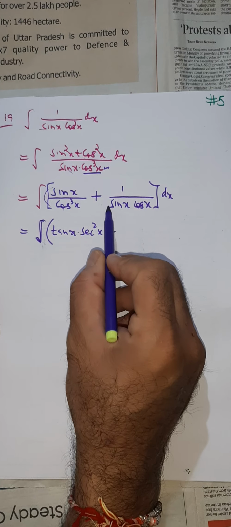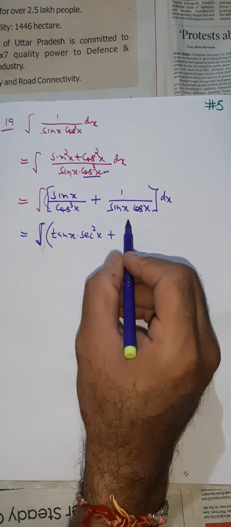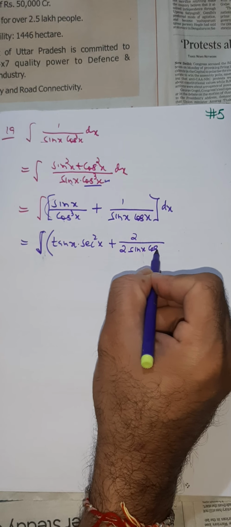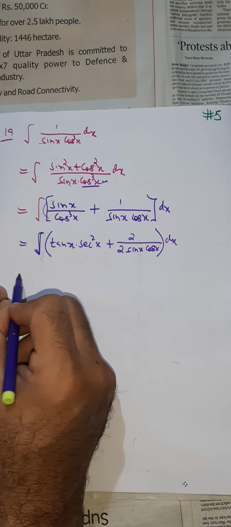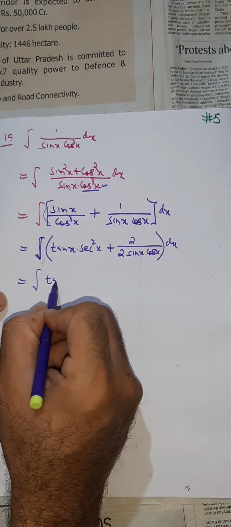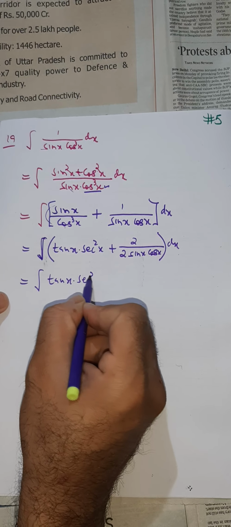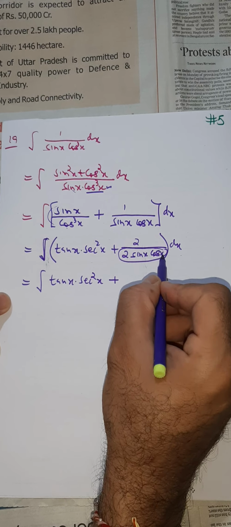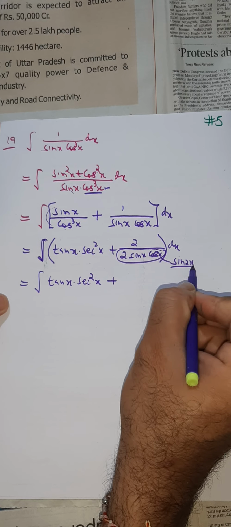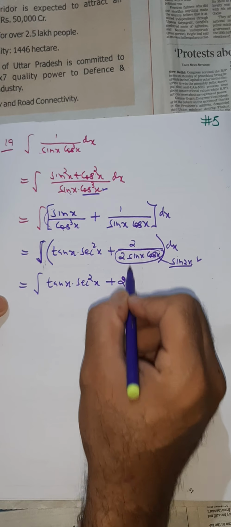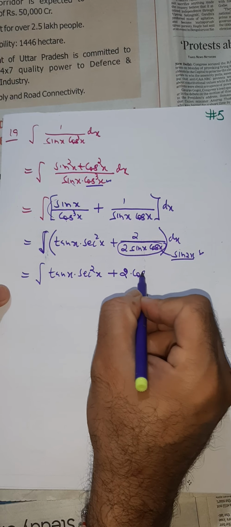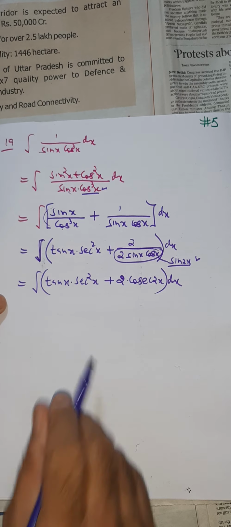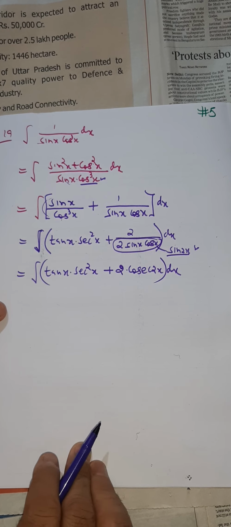now at this place, you know 2 sin x cos x is the standard formula, so I'll multiply and divide by 2. So here let me keep this one as it is, tan x into sec square x, plus this is nothing but the sin 2x. This I'll take in the numerator, so this 2 as it is, this is cosec 2x. Now you can see that both have standard forms, both can be integrated very easily.